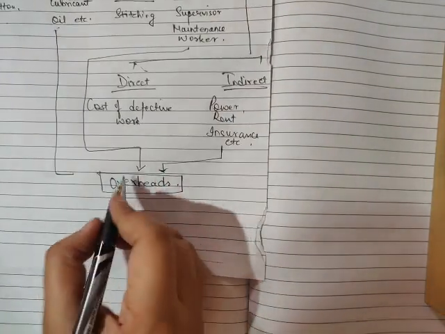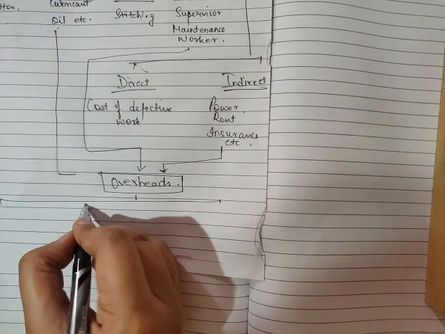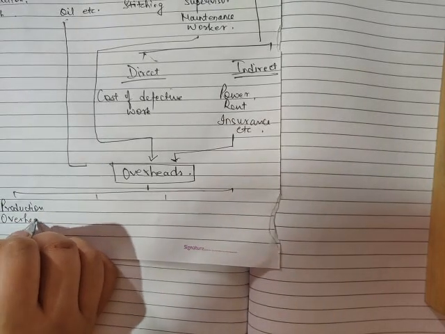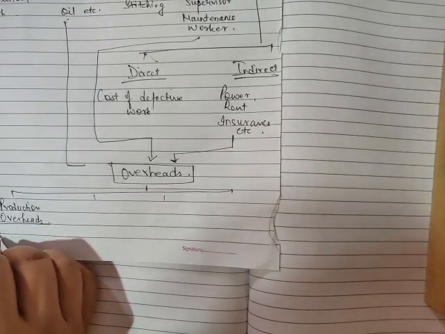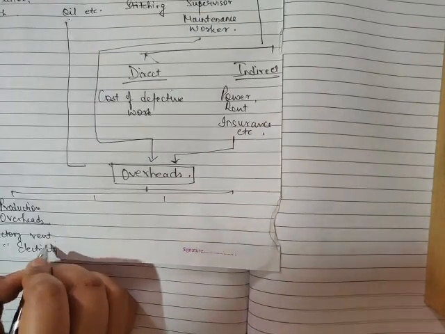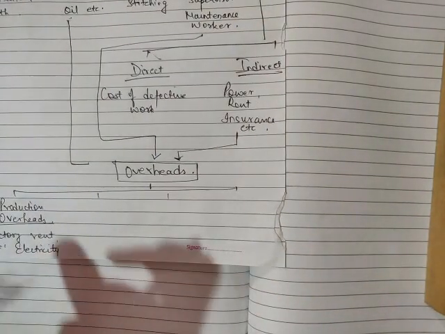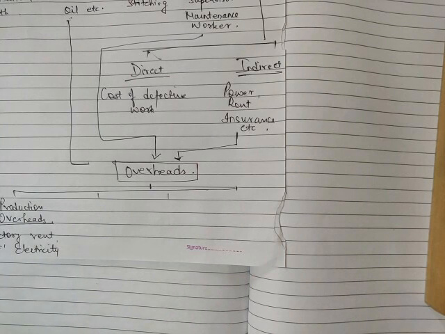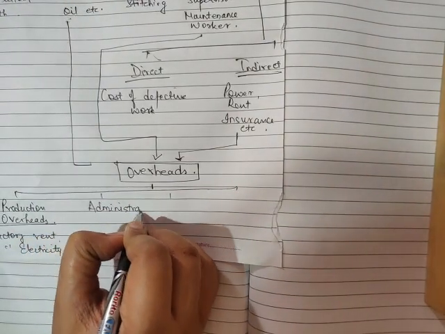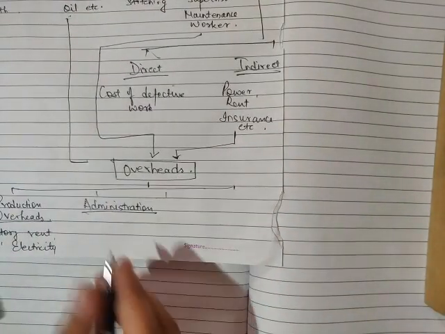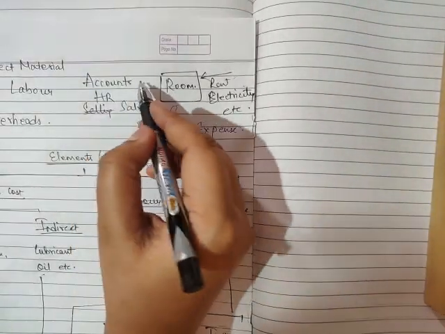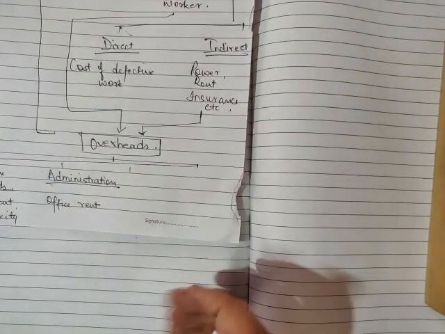Now, you can divide these overheads again on the basis of the functions. The first being production overheads, that is the stitching activity. So that will be the factory rent, the factory electricity, etc. So all the extra costs which are being incurred on the factory, because factory is the place where the production activity is going on. Next, the administration overheads. So this is the office rent, office electricity, etc. That is basically where other departments like accounts, HR sit and function from.